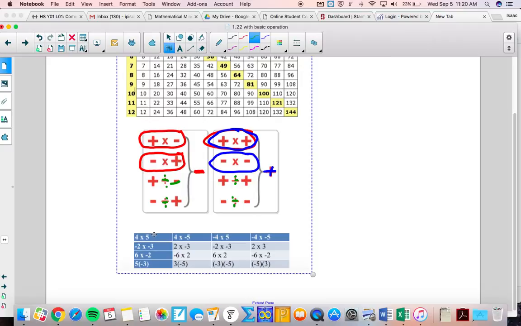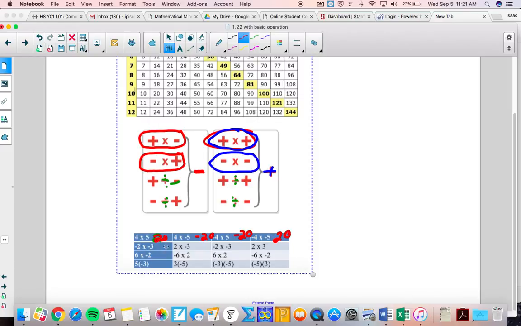Here we have a positive times a positive, so 4 times 5 is 20. Notice this whole row is 4 times 5 basically, except for here, one's positive, one's negative. So that gives me a negative 20. Same thing right here, we get a negative 20. And then negative 4 times negative 5 is a negative times a negative, so that's a positive 20.